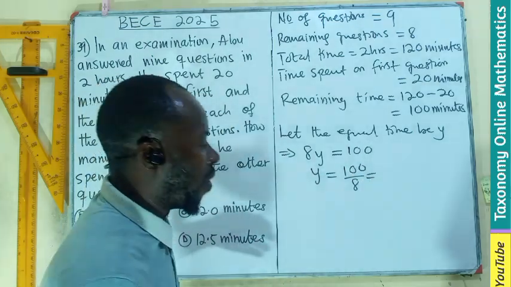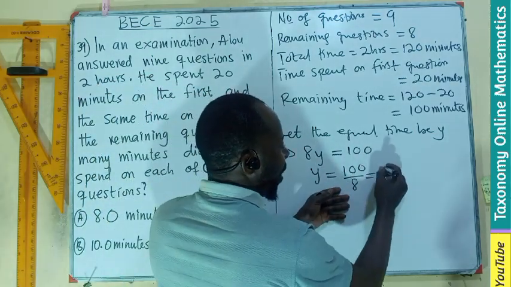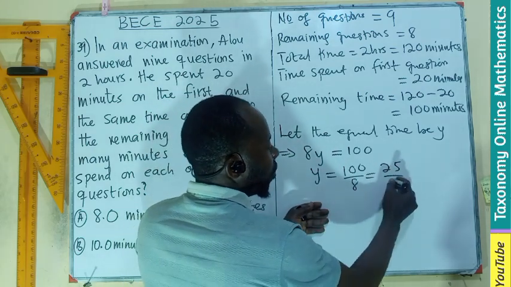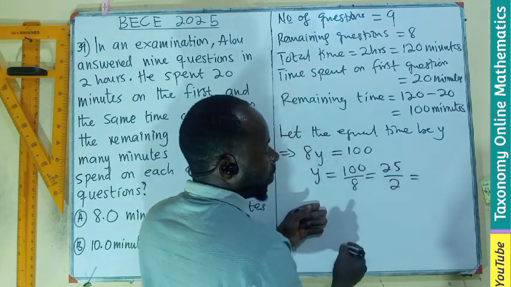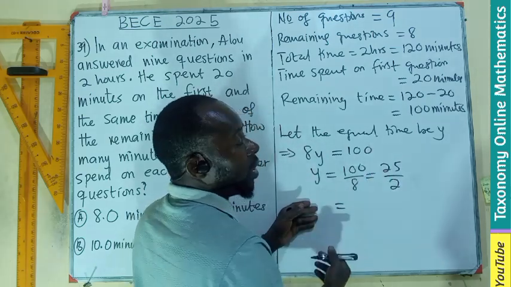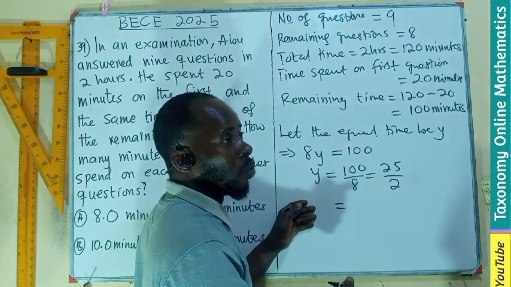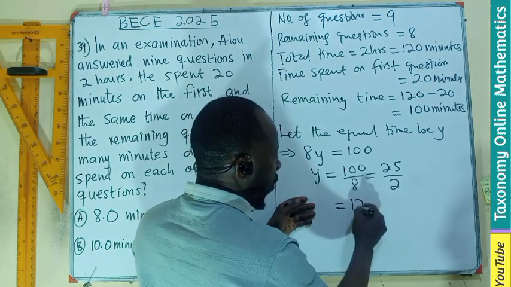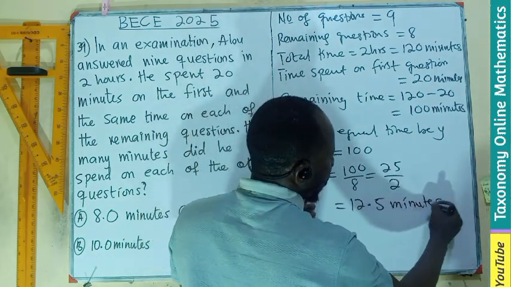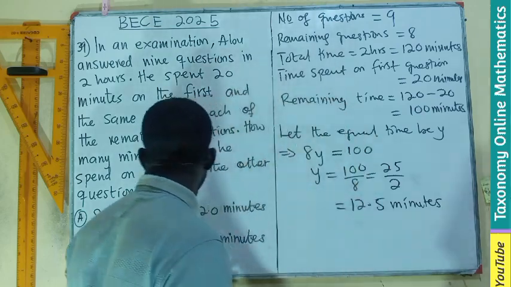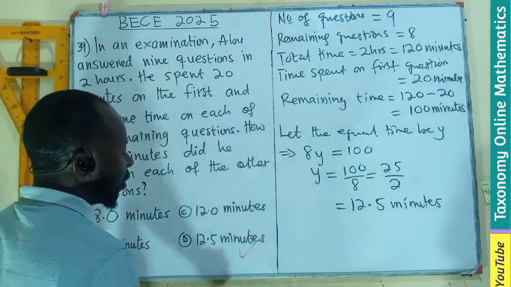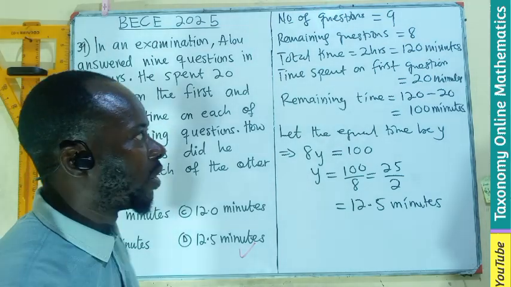I can think of 4. 4 into 100, 25. 4 into 8, 2. And this will give you, let me bring it down, 25 over 2, which is 12.5 minutes. So let's check if we have the option in there, and this is going to be option D as the preferred choice.